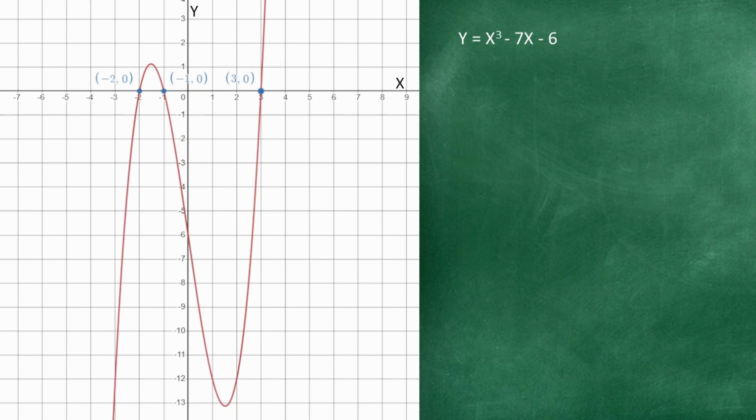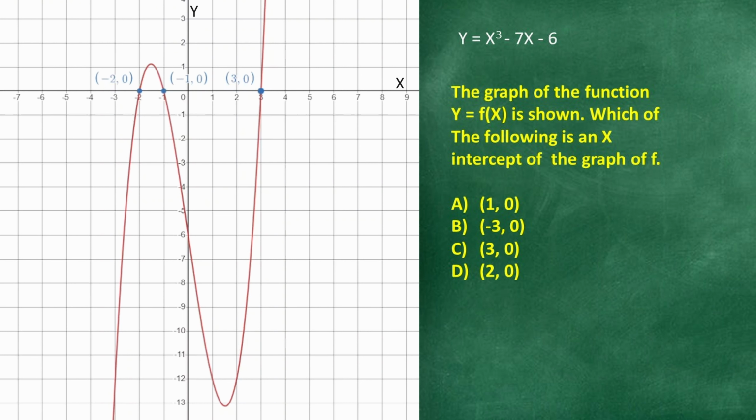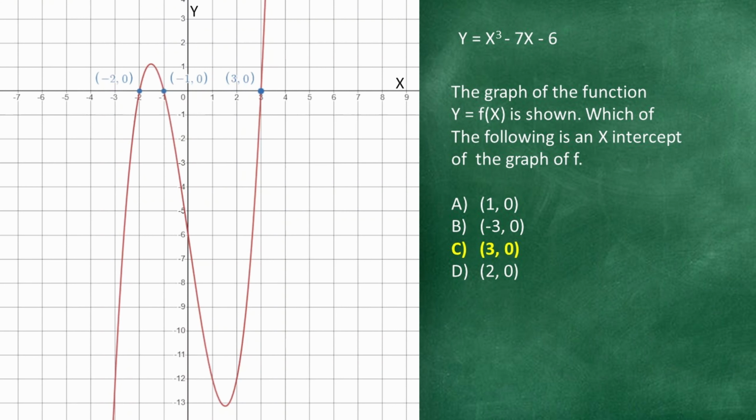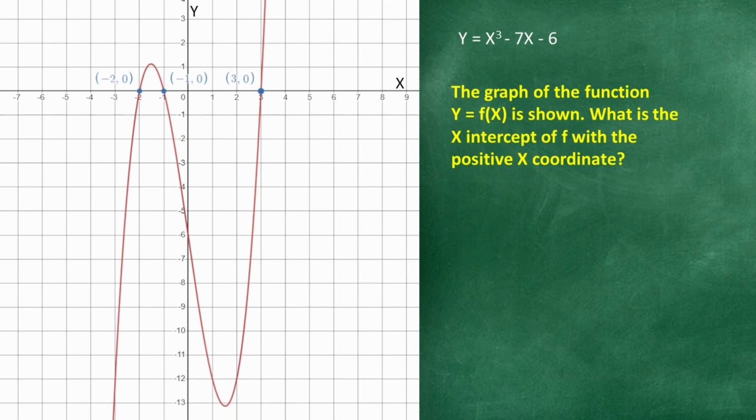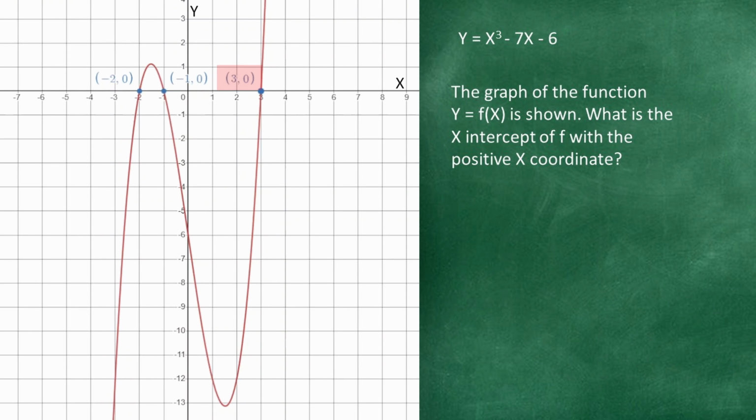Now, one thing that they might do on a question like this, where they want the x-intercept, is make it multiple choice. And only one of our possible intercepts is going to be shown on that list of choices. Another thing they could do is ask for the x-intercept with the positive x value. If they ask that, we know that the answer has to be this value here, the 3, because the other 2 x-coordinates have negative values.